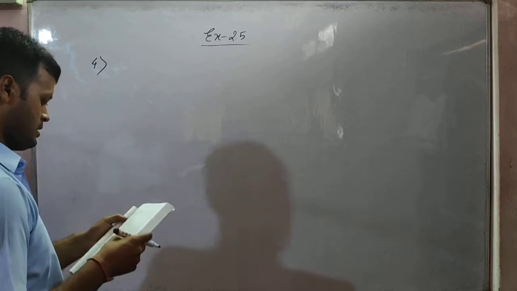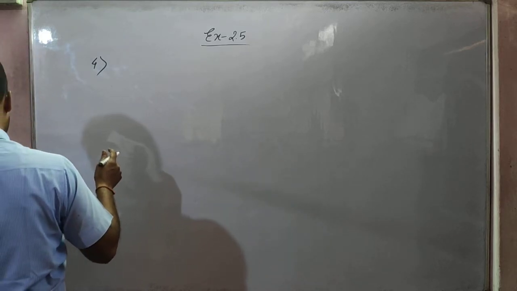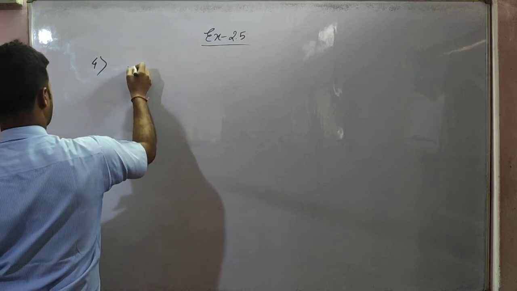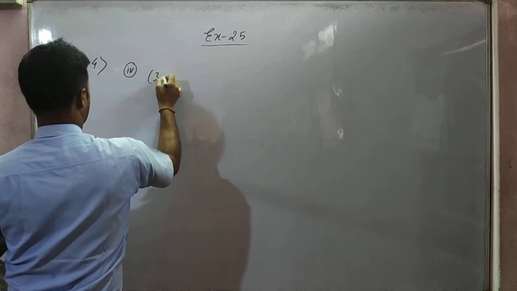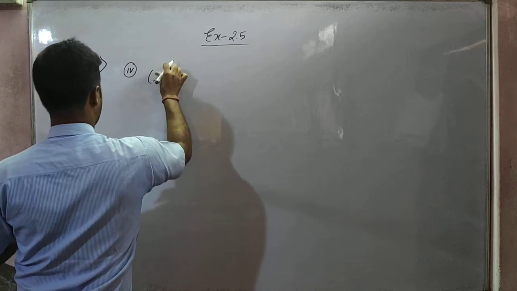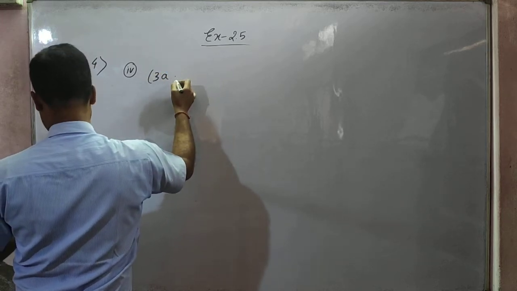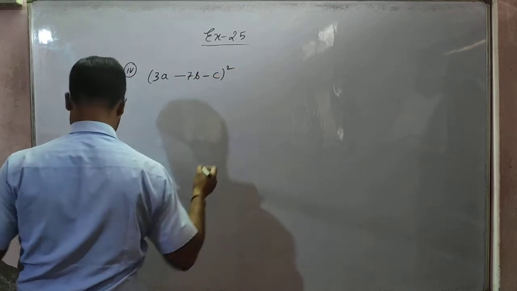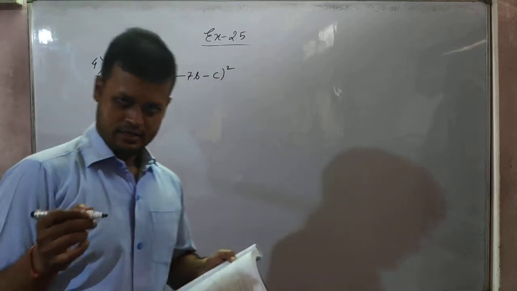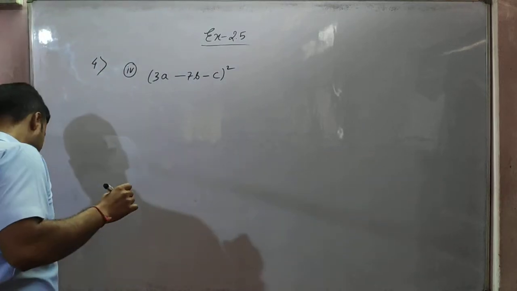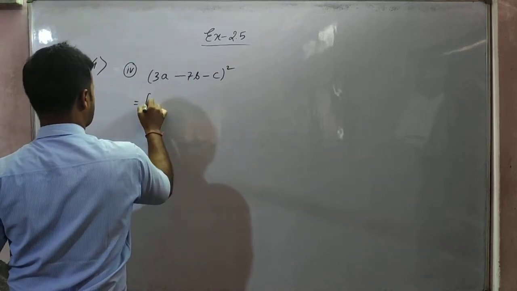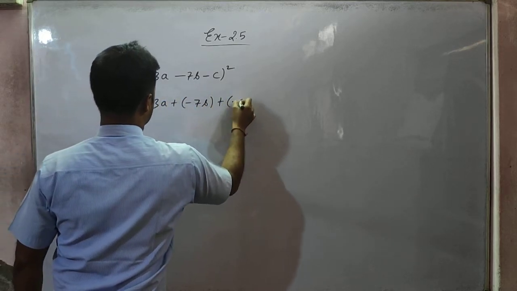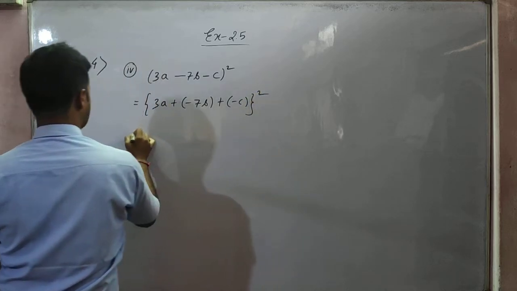So students, let us take one more example. One more sum let us do from here. Number 4: (3a minus 7b minus 3) whole square. Now if a negative sign is there, the same formula will be used, but how to manage this? Let us see. (3a plus minus 7b plus minus c) whole square.